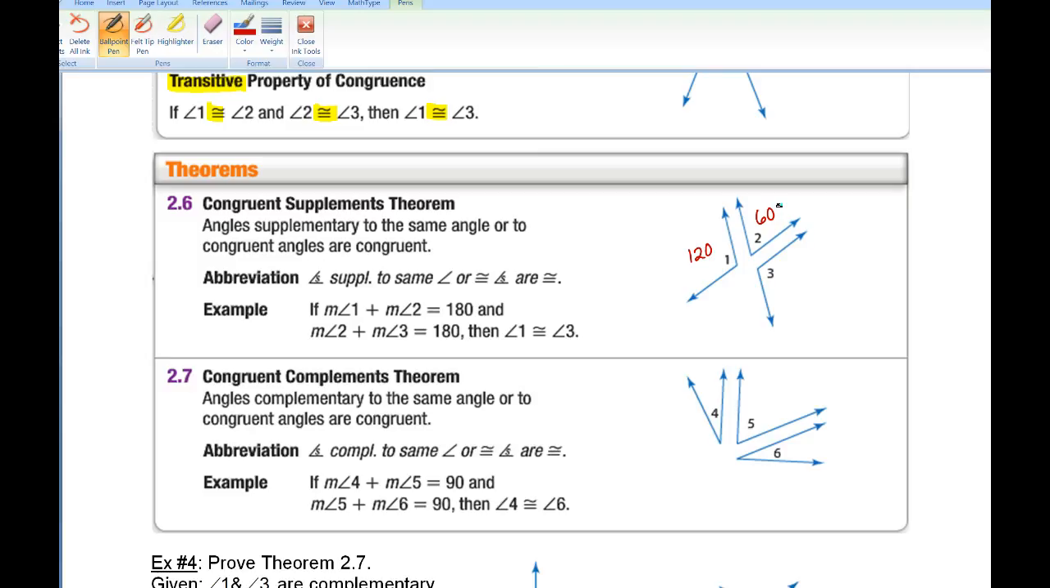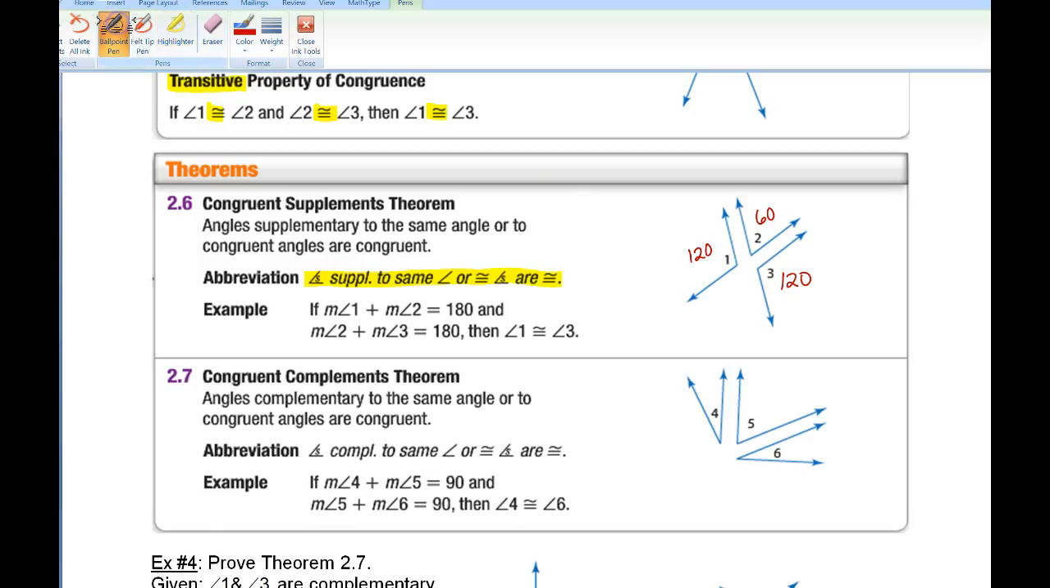Now, let's say 2 and 3 are also supplementary. So if these two add up to 180 and this one's 60, there's only one option for angle 3. It has to be 120. So here's the abbreviation. Angles supplementary to the same angle or congruent angles are congruent. So, yes, that's an S. So they write their little abbreviation.